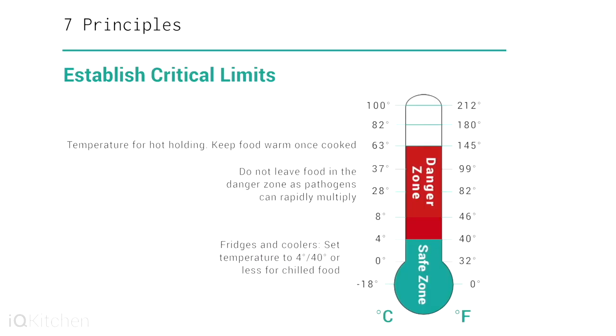Principle 3. Establish critical limits. A critical limit, CL, is the maximum and/or minimum value to which a biological, chemical, or physical parameter must be controlled at a CCP to prevent, eliminate, or reduce to an acceptable level the occurrence of a food safety hazard.